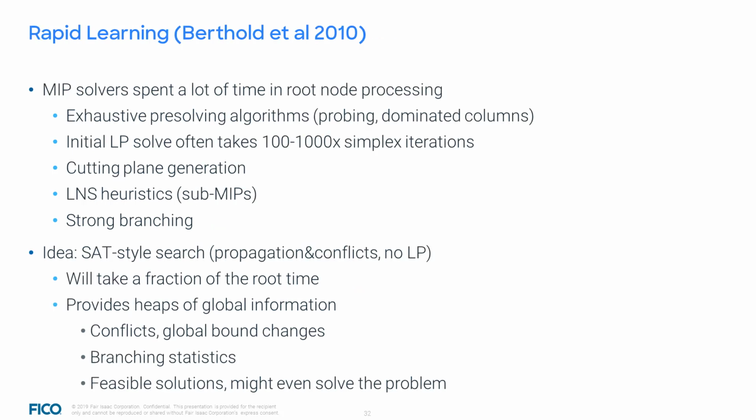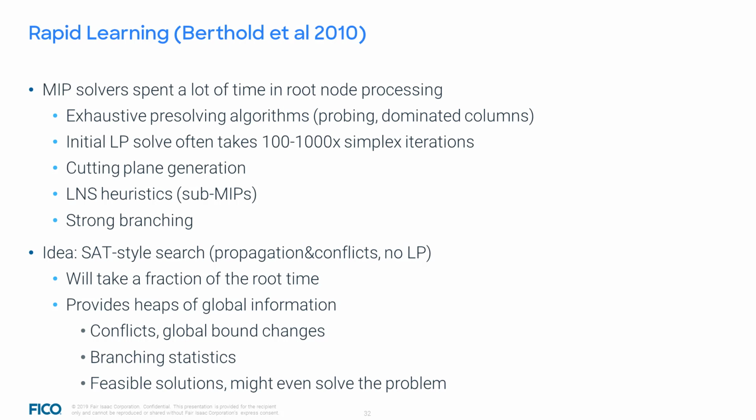Rapid learning is a strategy to create conflict constraints by an auxiliary problem. It is based on the observation that when searching a MIP solution space with a SAT-like algorithm, this means without solving LP relaxations, often hundreds or even thousands of nodes can be solved relatively quickly.